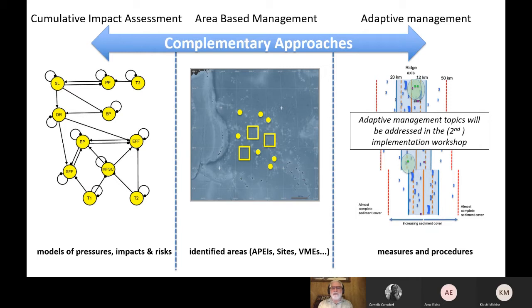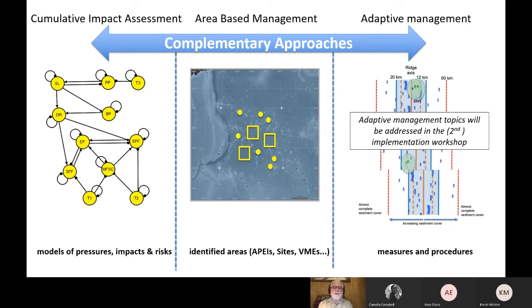Another approach is area-based management, which is what I'm going to be speaking about, which looks at spatial tools such as areas of particular environmental interest or sites in need of protection or sites in need of precaution. And a third type is adaptive management strategies. These are the operational procedures during the actual implementation of extraction or exploration. These are not going to be discussed in this meeting at this time, so we're going to be discussing those into the future.